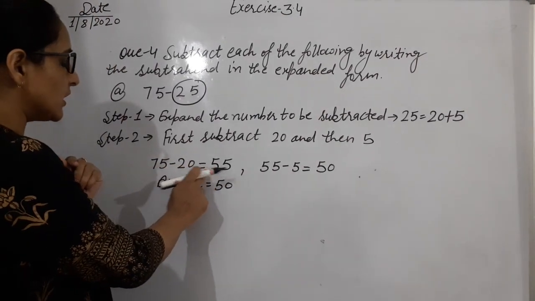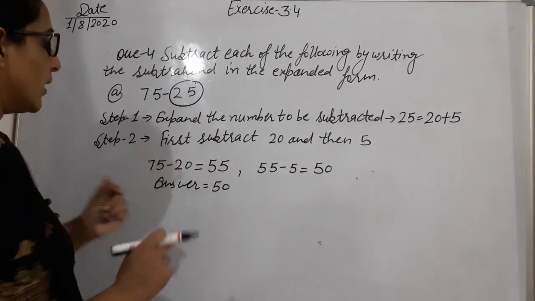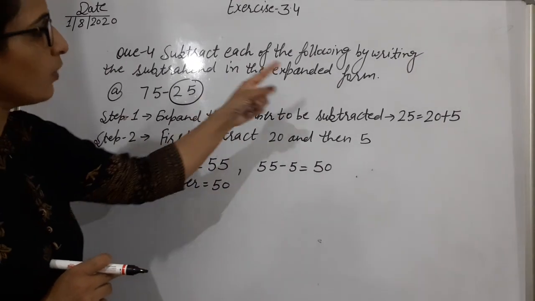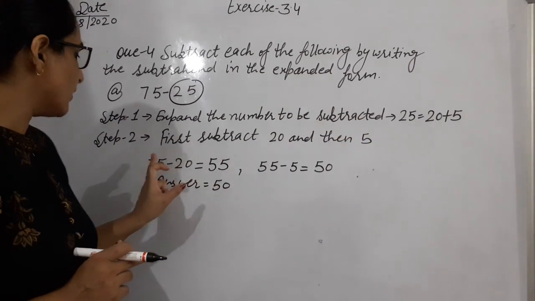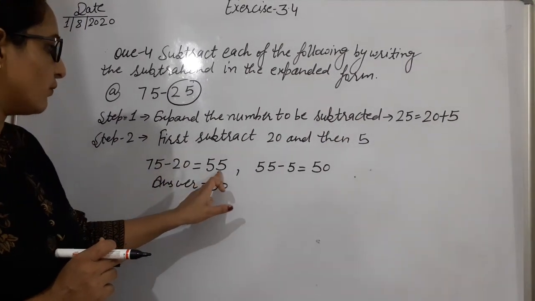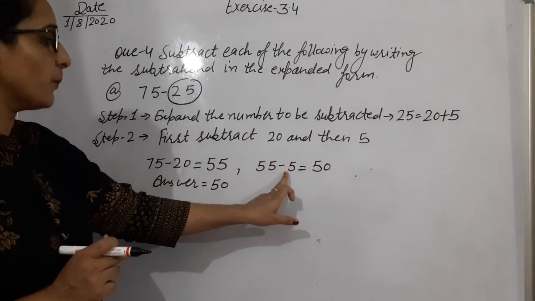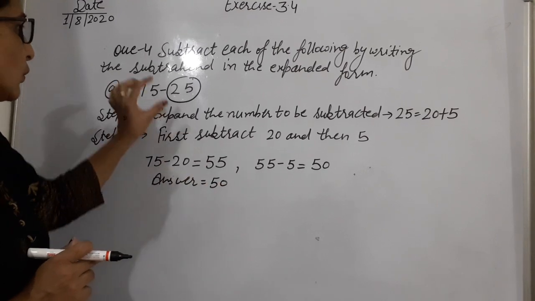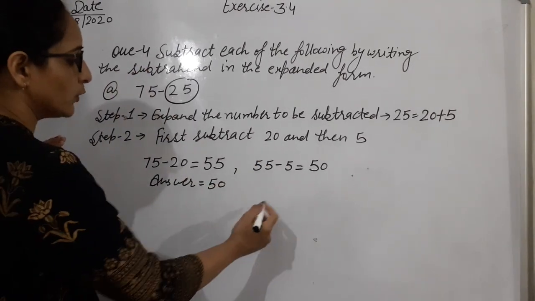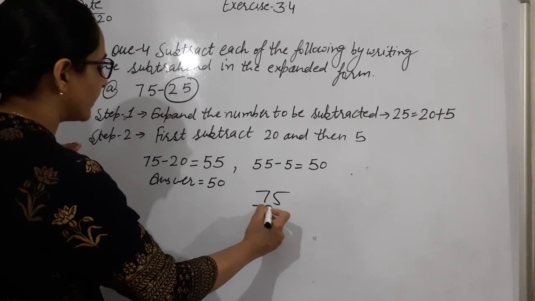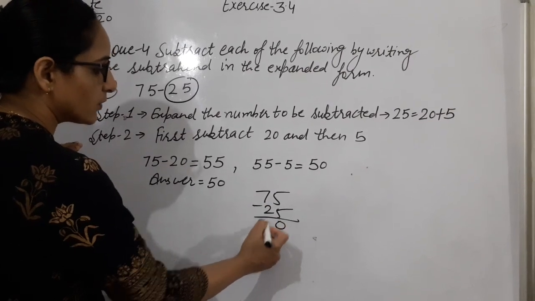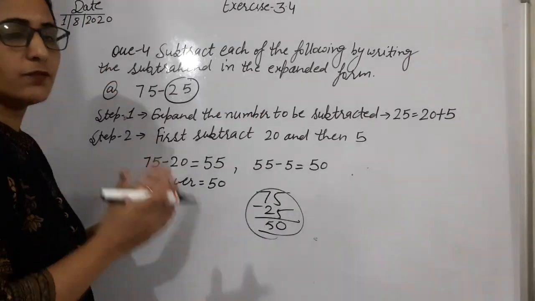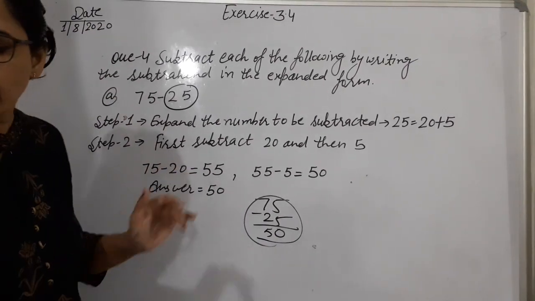75 minus 20 equals 55. Now we get the number 55. So from 55, now we subtract 5. 75 minus 20 equals 55 and 55 minus 5 equals 50. Our answer is 50. You can check whether your answer is correct or not. 75 minus 25: 5 minus 5 equals 0, 7 minus 2 equals 5. The answer is 50. It means our solution is correct.